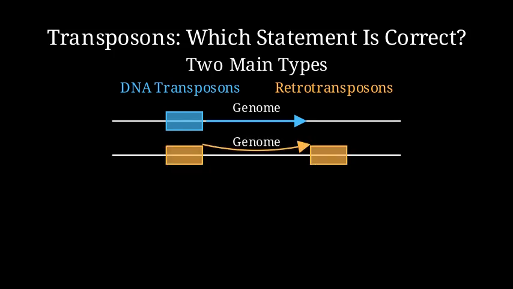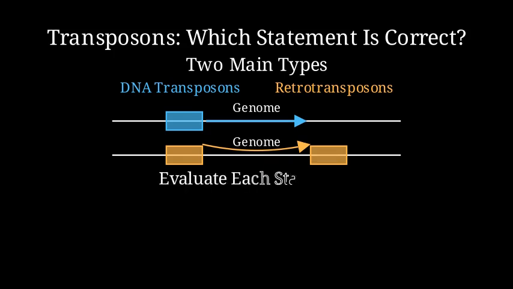Now, retrotransposons move by a copy and paste mechanism. They are transcribed into RNA, then reverse transcribed back into DNA, and inserted in a new location. The original stays, and the copy adds a new one. This is why retrotransposons can spread more rapidly.